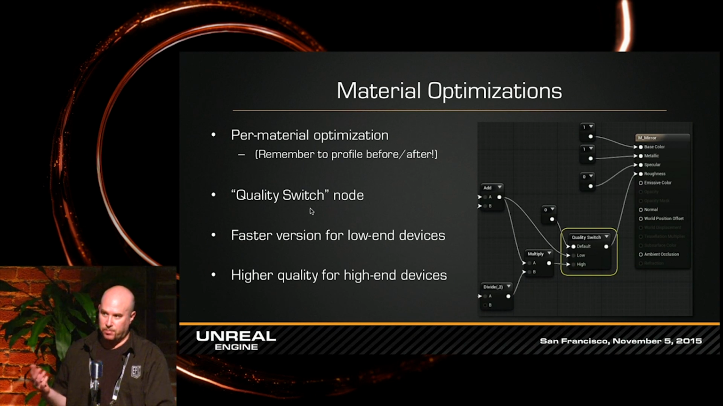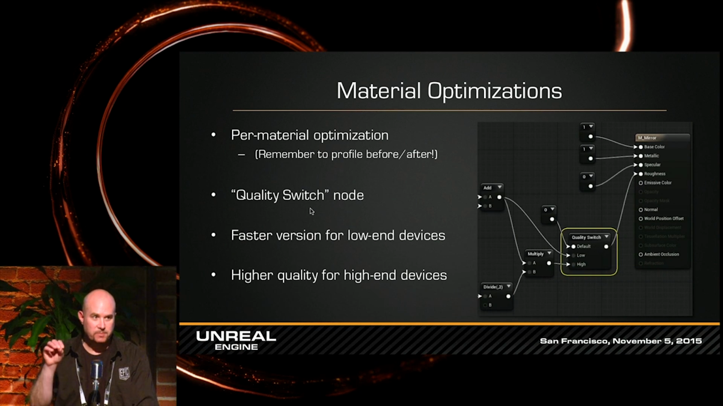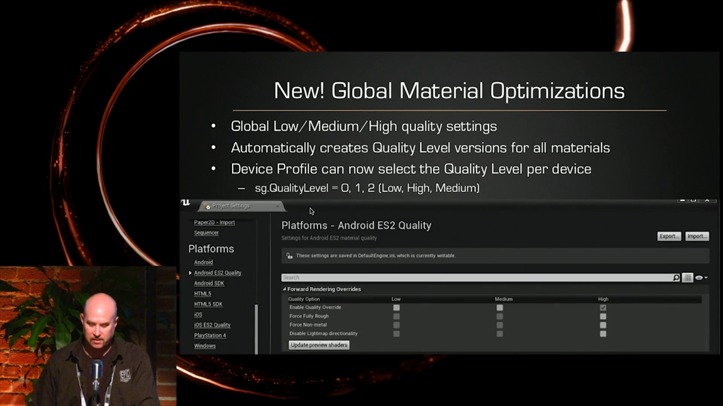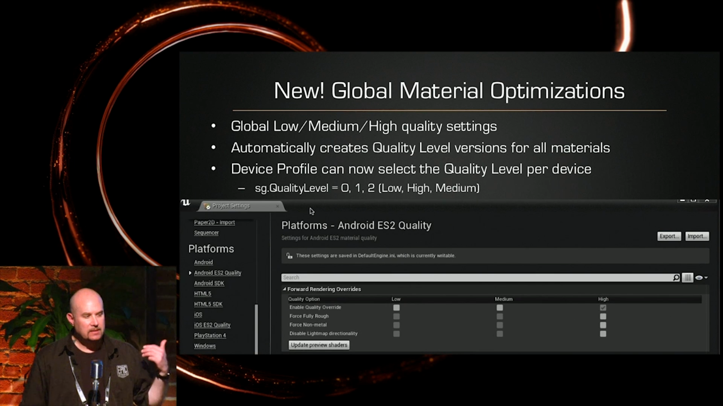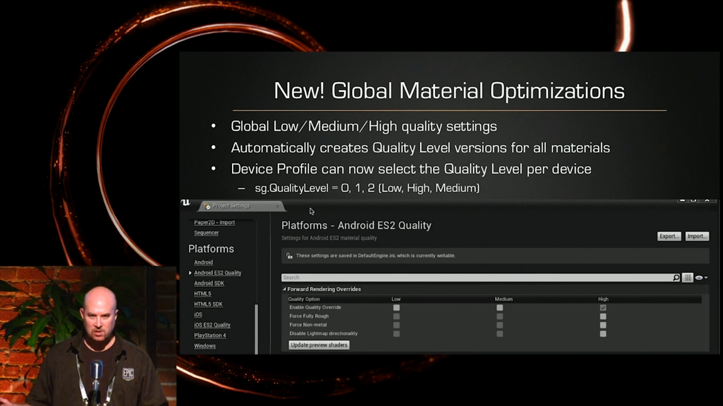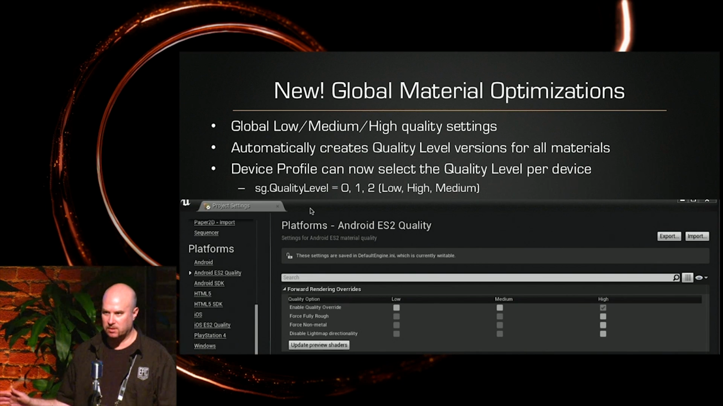Problem is that this is per material. We have to go into each material and do these optimizations by hand. So we have new stuff. I think we went a little bit into that in a previous presentation, but this is global, wide sweeping, cross-game sweeping settings.